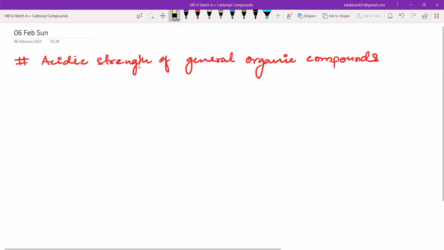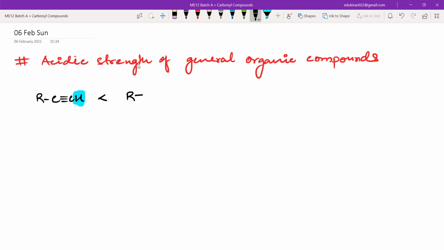So in organic chemistry, we talk about alkynes. Alkynes are going to be the least acidic, that is R, with a C triple bond CH. So in this case, this hydrogen, it is acidic. I'm marking which hydrogens are acidic, which can be liberated. Followed by, you have alcohols, ROH. In this hydrogen is acidic.